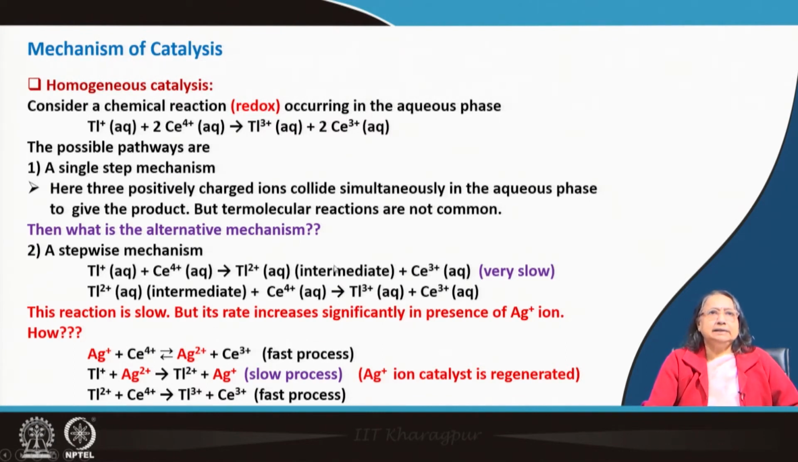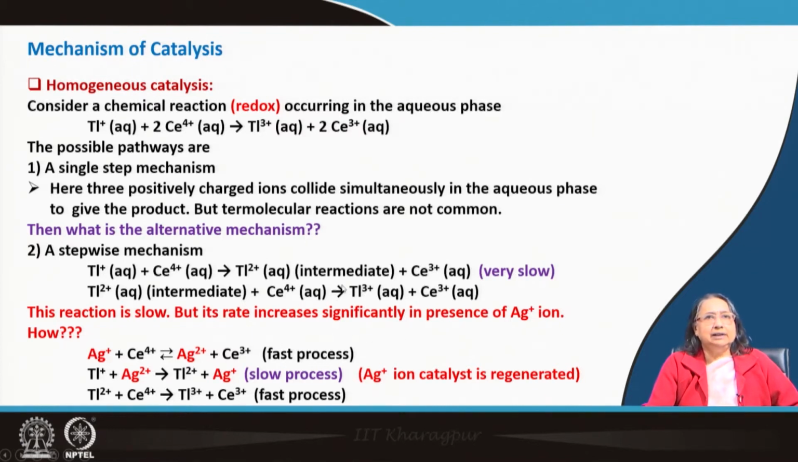But this reaction is very slow. And we can think of in the second step the thallium 2 plus, which is the intermediate, again reacting with cerium 4 plus to give thallium 3 plus and cerium 3 plus. So, if we combine these two, we will see that the overall reaction is obtained, but this is a very slow process.